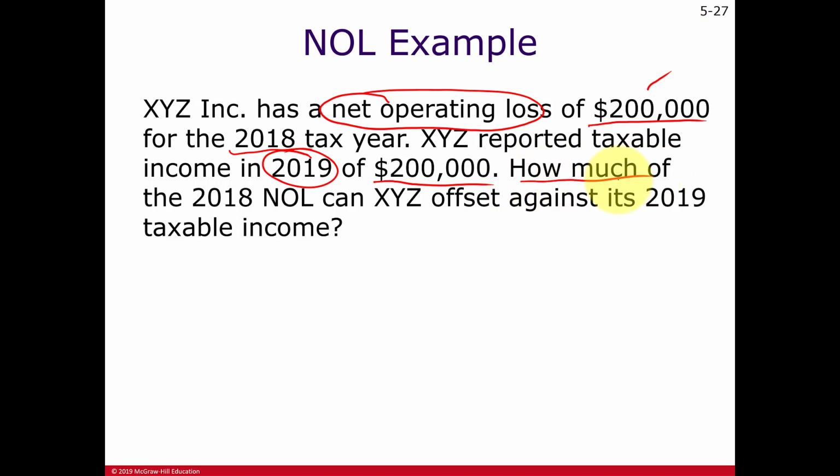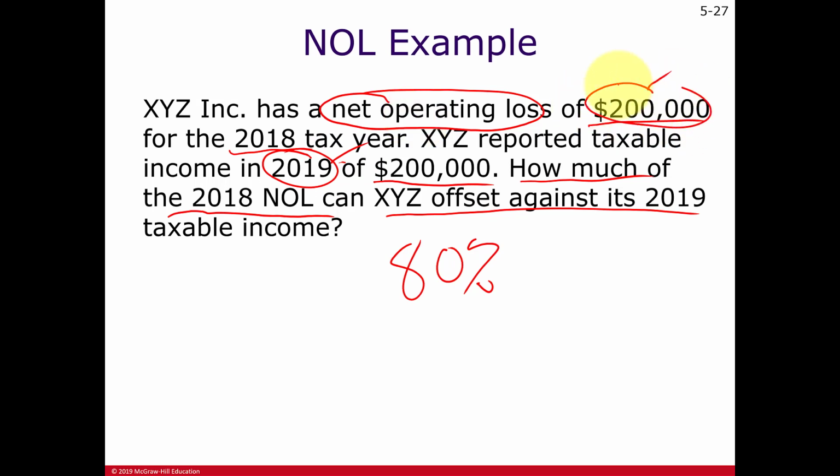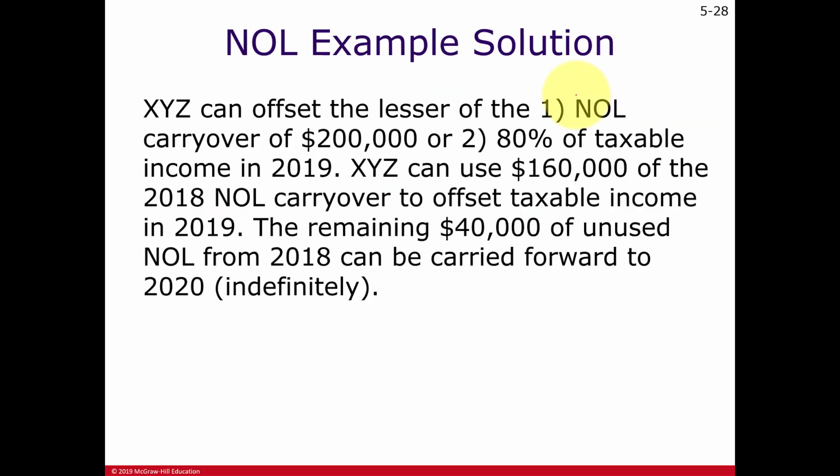So the question is, how much of the NOL in 2018 can we carry over and deduct in 2019? Under previous laws, you could deduct the whole thing. Under current law, up to 80% of the carryover year, or 2019 year's, taxable income is the limit. So 180,000 of this 200,000 is deductible in 2019. And then the remaining 20,000 unused NOL, you carry it over to 2020.